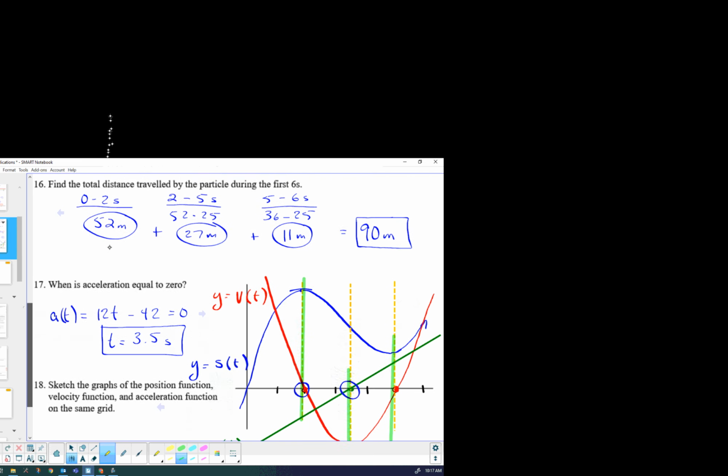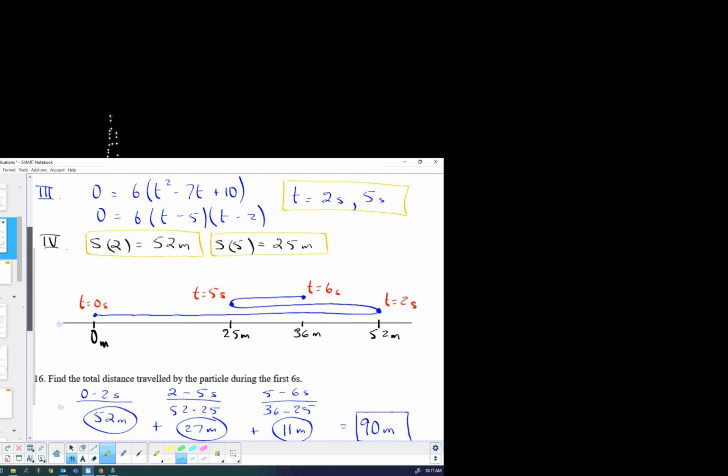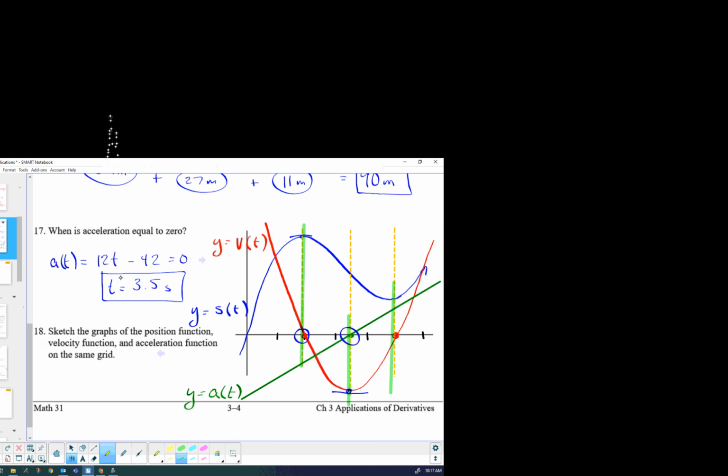Yeah, because for acceleration, we have the equation, I guess we just figured it out here, of 12t minus 42. Yep. So we can find the 0. That's the key point. We want to make sure where it is. The slope we're approximating.